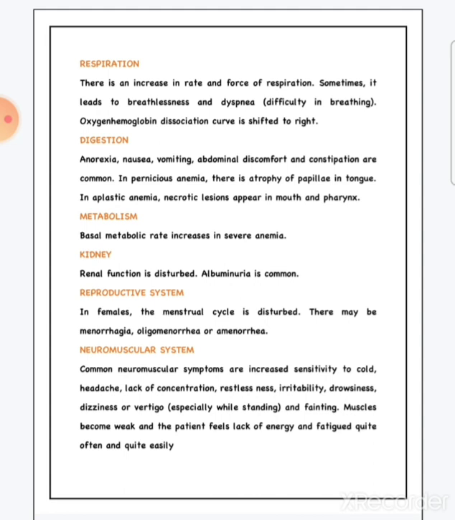Now coming to the neuromuscular system. Common neuromuscular symptoms are increased sensitivity to cold, headache, lack of concentration, restlessness, irritability, drowsiness, dizziness, or vertigo, especially while standing, and fainting. Fainting in the sense of syncope. Now coming to the muscles. Muscles become weak and patients feel lack of energy and fatigued quite often and quite easily.